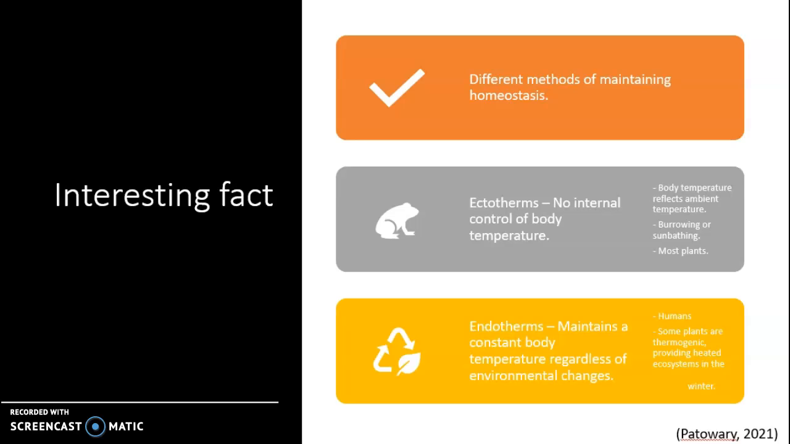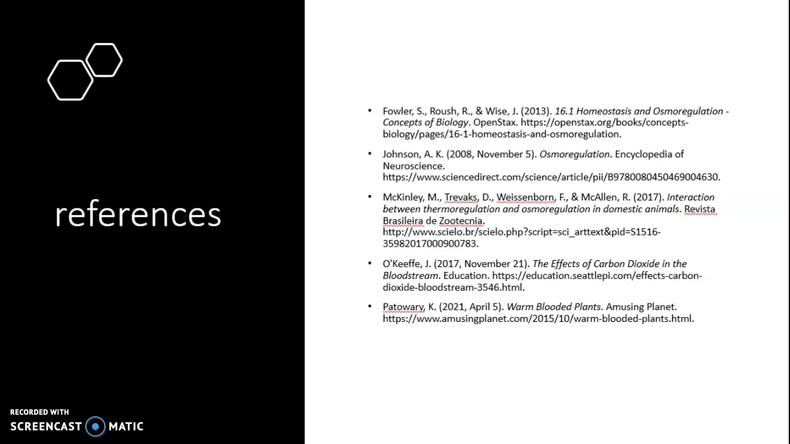The other side of that is an endotherm, which maintains a constant body temperature regardless of environmental changes. That includes humans. And then some plants are actually thermogenic, providing heated ecosystems in the wintertime. Like skunk cabbage, during the wintertime it's its own thermogenic plant. Spiders and other insects will actually crawl up inside of it so that they can stay warm, especially when it snows. And then here's a quick reference list of the references used for this material.